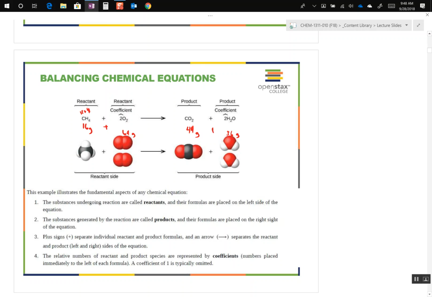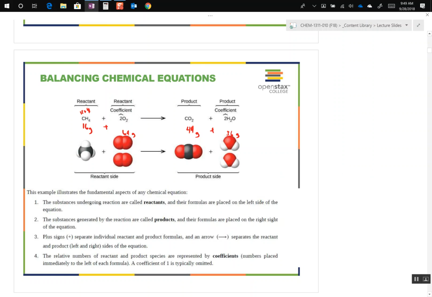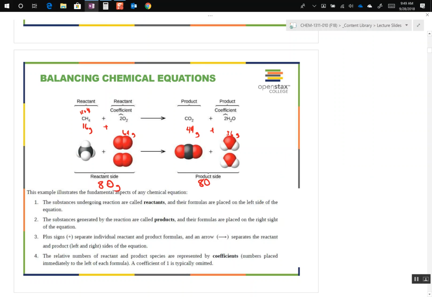Okay? So the mass on one side should equal the mass on the other side. 16 plus 64, I have 80 grams of reactants. And I have 44 plus 36, which is 80 grams of products. Right? So there is a conservation of mass. And how do we do that? By following the atoms. That's how we ensure that there is a conservation of mass.